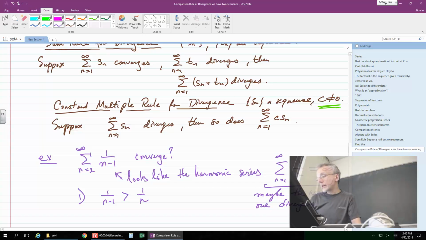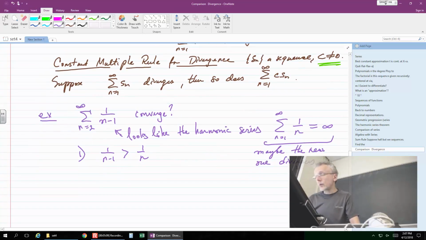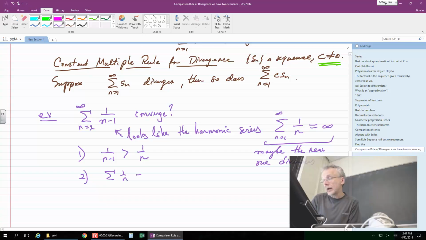That's a conjecture to be proven, and one way to prove it is to do a comparison and demonstrate that a series that adds up to infinity is in fact smaller than this one. That's what I'm doing here. Number 1, 1 over n minus 1 is in fact bigger than 1 over n, and number 2, the sum of 1 over n is infinite. So we use the comparison test, or comparison rule.